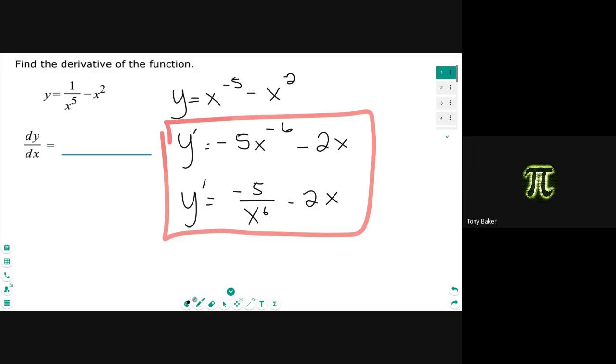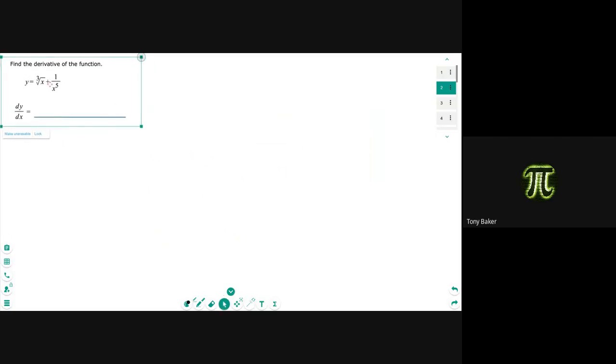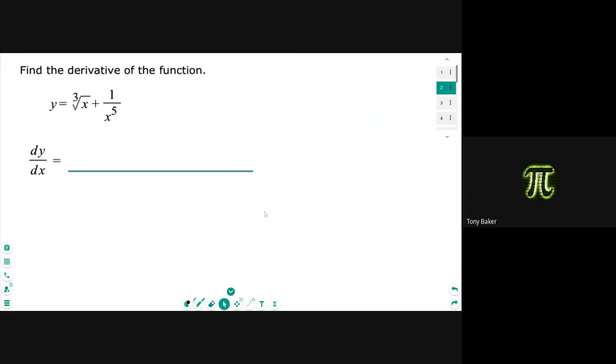All right. Any questions on that one? Okay. All right. This one is very similar to the first one. The only main difference is this one has a root in it. But I would go the same direction as we did the last one. Get rid of that stuff and turn it into exponents.